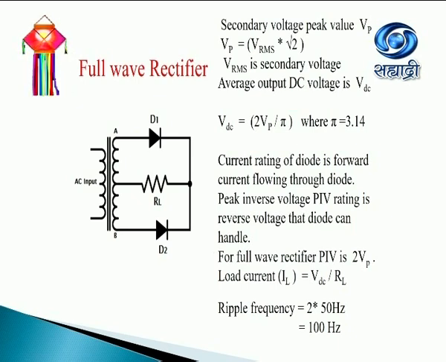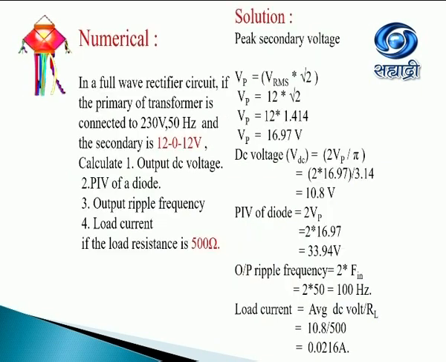The peak inverse voltage, PIV rating, is the reverse voltage that a diode can handle without getting damaged. For a full wave rectifier, PIV is 2 Vp. Load current IL is VDC upon RL. Ripple frequency in the case of a full wave rectifier is 2 into 50 Hz, that is 100 Hz. Now we can consider the numerical.